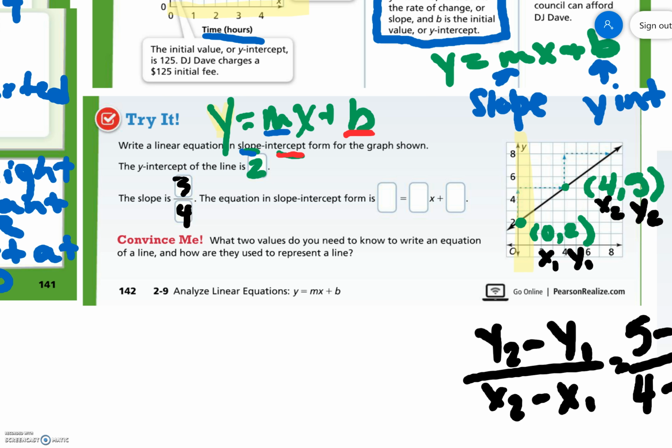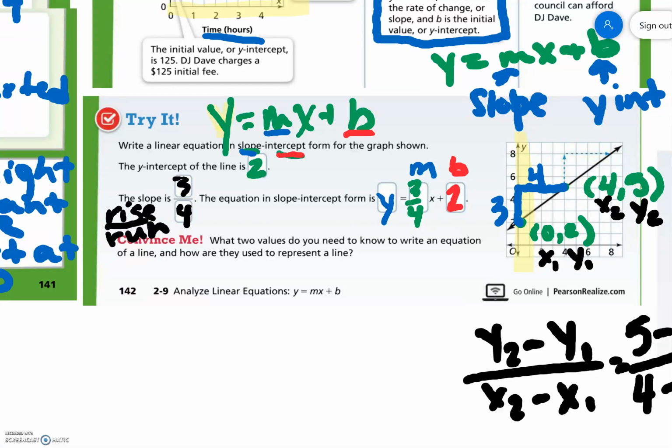Another way to do that, remember slope is rise over run. So we can count from one point to another how much we rise, 1, 2, 3, versus how much we run, 1, 2, 3, 4. Same thing, same answer. So the equation in slope-intercept form is y equals mx plus b, but instead of m, we're doing it for our specific problem. So we found our slope to be 3 over 4. y equals mx plus b, and our b value is our y-intercept, which is 2.